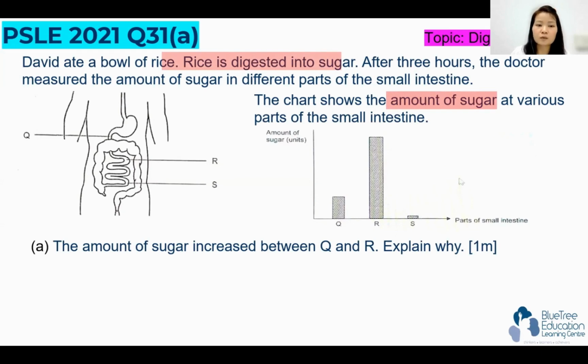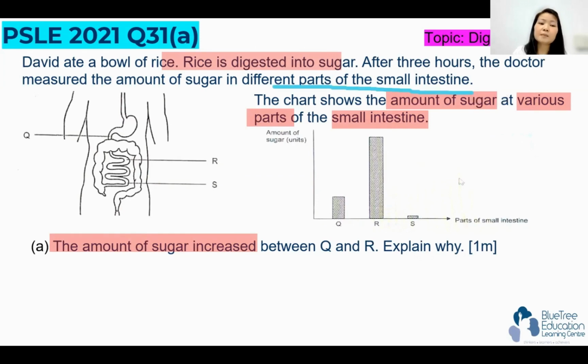Now, if you take a look on the left-hand side, there are Q, R, and S. A lot of students have this misconception. They will think that Q, R, and S belong to different parts of the body. No, because in this question itself, they tell you that they are different parts of the small intestine, meaning they all belong to the small intestine.